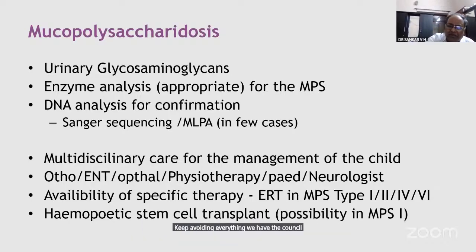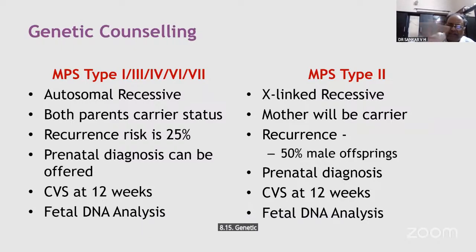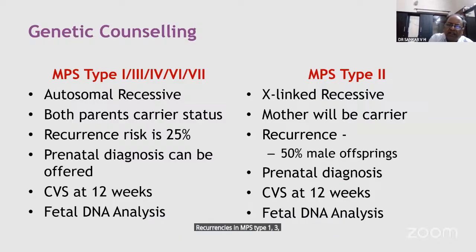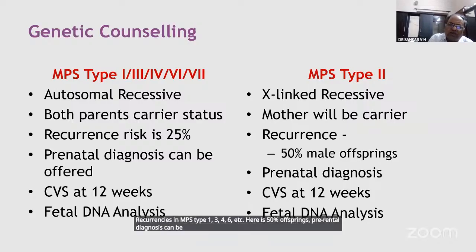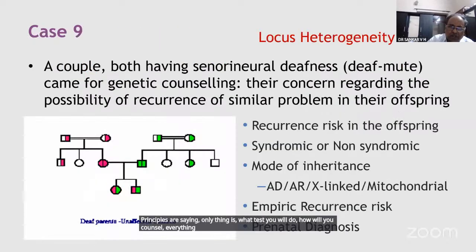I will go a little bit fast because I think it is already 8:50. Genetic counseling depends on the same points. Is it recessive? MPS type 2 is X-linked recessive. Both parents' carrier status, the mother will be a carrier. Recurrence is 25% in MPS types 1, 3, 4, etc. Here 50% of offspring. Prenatal diagnosis can be offered, CVS at 12 weeks. Principles are the same. The only thing is what test you will do and how you will counsel, which is a little bit different.